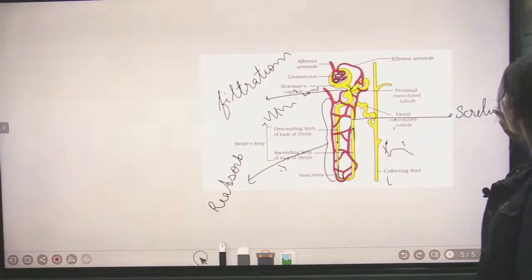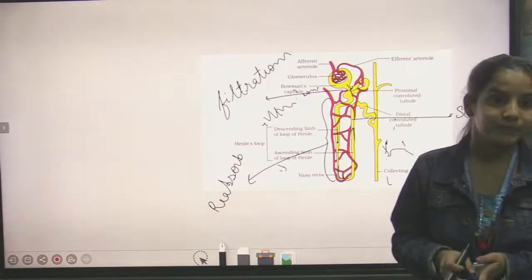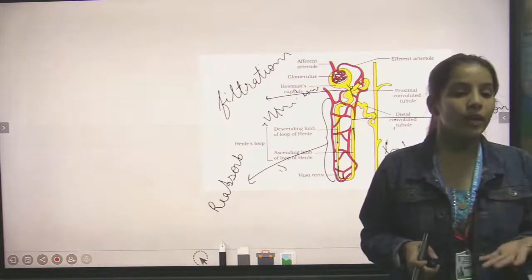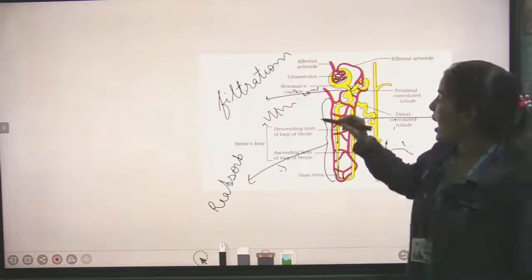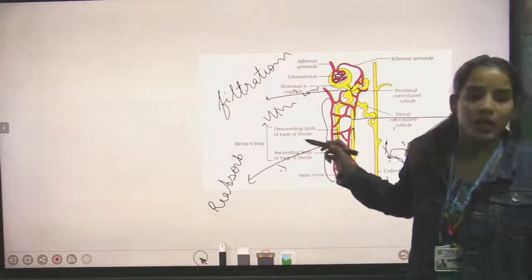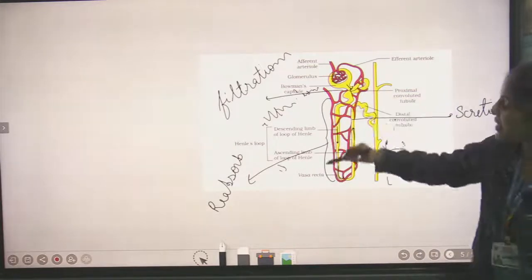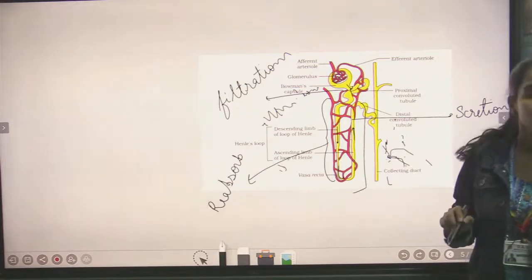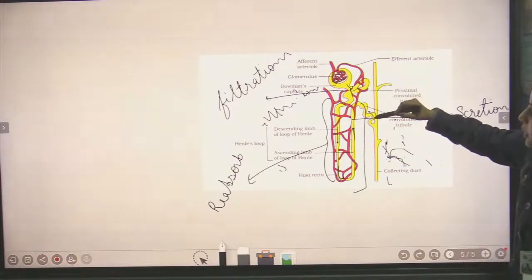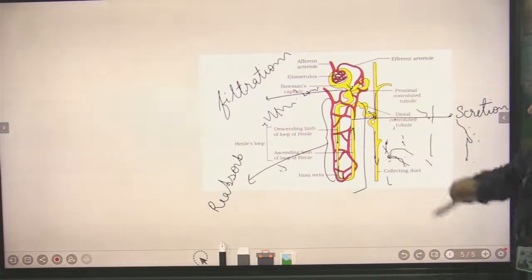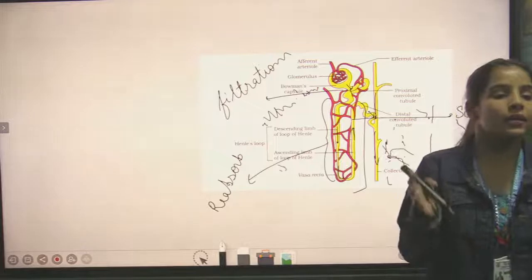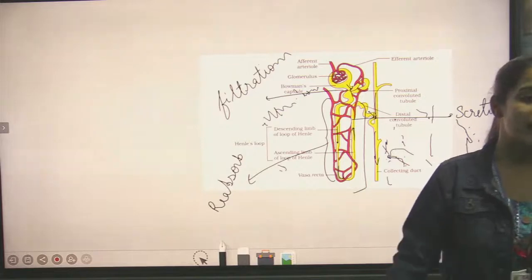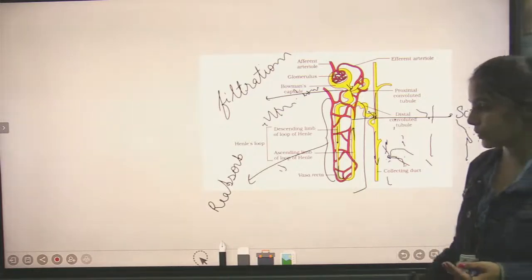Now, listen. How much water gets absorbed depends on the water requirements of the body. And one more thing: at the PCT side, salts are absorbed, and at the DCT side, water is absorbed. Clear? Then the urine goes into the collecting tubes, which come together and go further to the ureter, then the urinary bladder, then the urethra, and then the urine passes out.